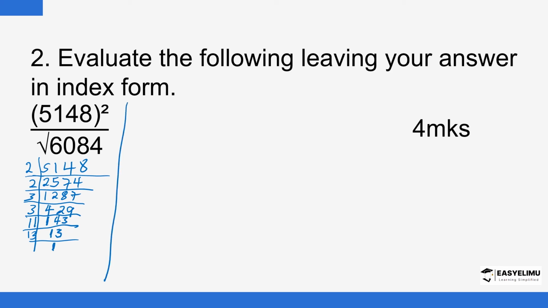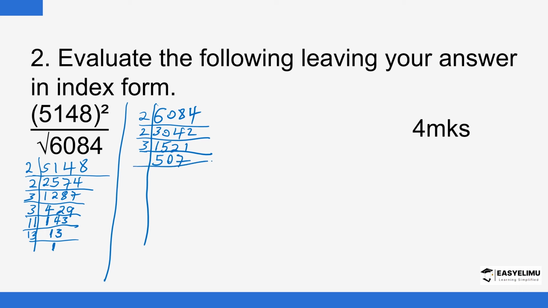Let me move to the next number, which is 6084. We still start with the 2. So 3042, 1521, not divisible by 2. Try 3 now. So 1 plus 5 is 6, plus 2 is 8, plus 1 is 9. So 9 is divisible by 3, so the number is divisible by 3. 15 divided by 3 is 5. 2 divided by 3, not possible, 0. 21, 7. Add the digits again. 5 plus 0 is 5, plus 7 is 12.